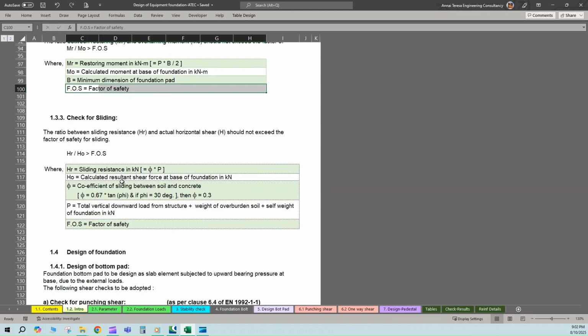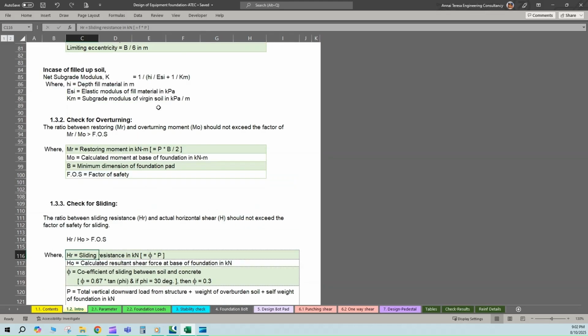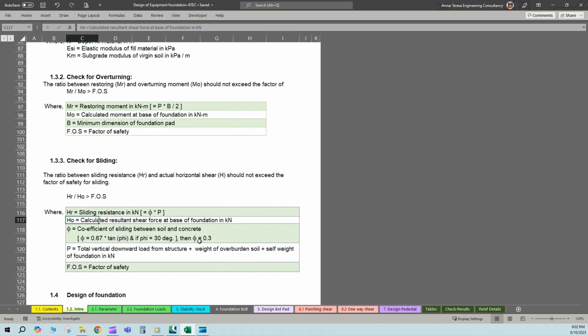Similar to the sliding also, we need to check that the total horizontal force at the foundation base should be lesser than the resistant force, the resistant force from the foundation and the sliding resistance due to the soil. So this sliding resistance we can find out as mu into P. P is the total vertical load as we have seen in the bearing pressure calculation, and H0 is the calculated resultant force at the top of the base of the foundation.